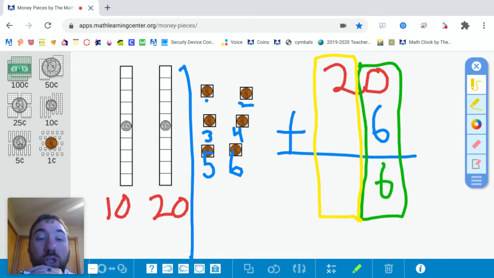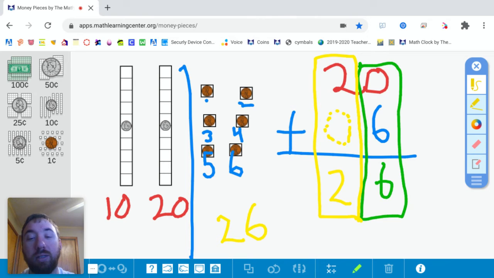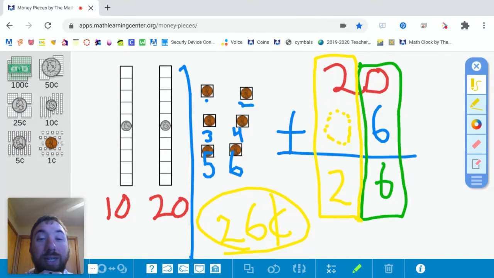What am I going to add with 2? 2 plus, well, there's nothing underneath it. So if there's nothing there, it is a 0. And you could actually put in a 0 if you needed to help you. I do it with dotted lines, so you know that it's not really there. It doesn't matter. I could put the 0 there. 2 plus 0 is 2. So my answer is 26 cents. That's pennies and dimes now.